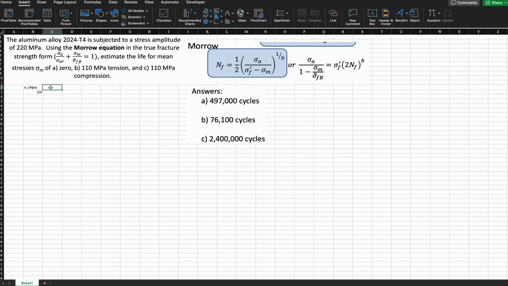We have different sigma m's, so let me copy that. I'm going to have to get some table values as well. Sigma m, we have 0, 110, and 110 in compression, which would be negative. Now, what else do we need because we want to find the life? That's NF, the cycles until failure. But we don't have B. We don't have sigma prime F. They did give us sigma A and sigma M, but we don't have this one either.